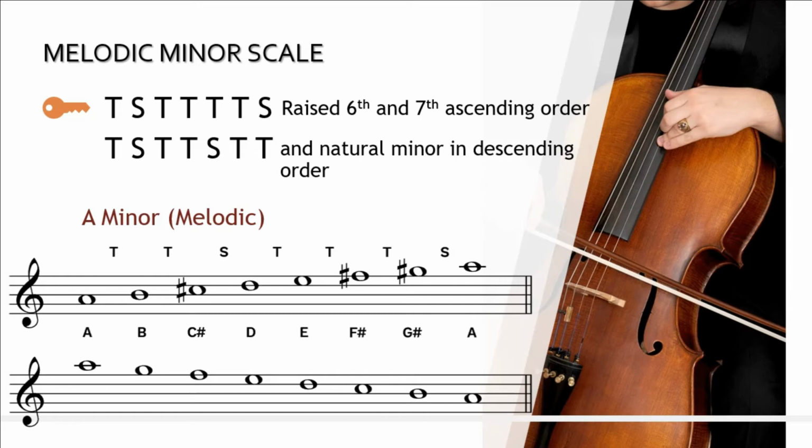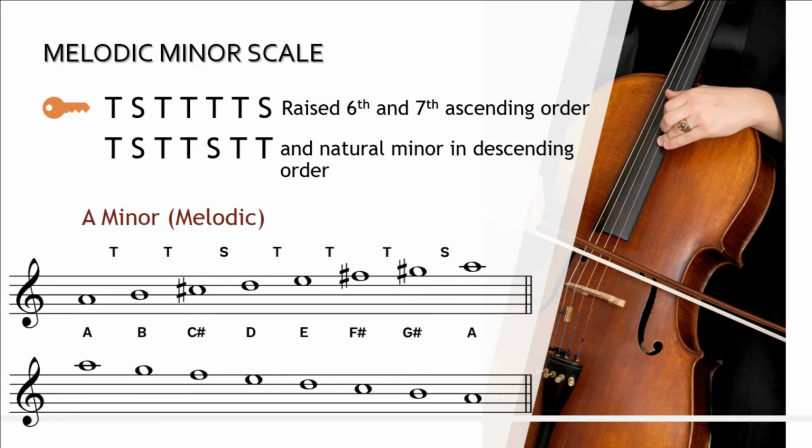That gives us the pattern of tone, semitone, tone, tone, tone, tone, semitone in the ascending order. While in the descending order, it follows the pattern of the natural minor, which is tone, semitone, tone, tone, semitone, tone, tone. Once again, we see that the sixth and the seventh are raised in the ascending order of the melodic minor, whereas in the harmonic minor it was only the seventh that was raised.